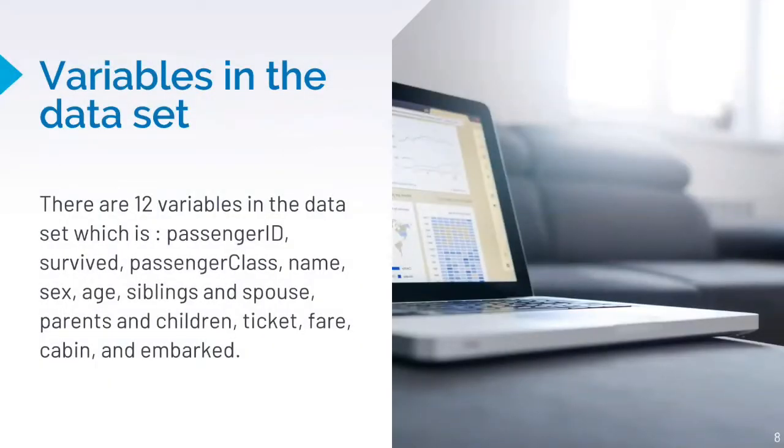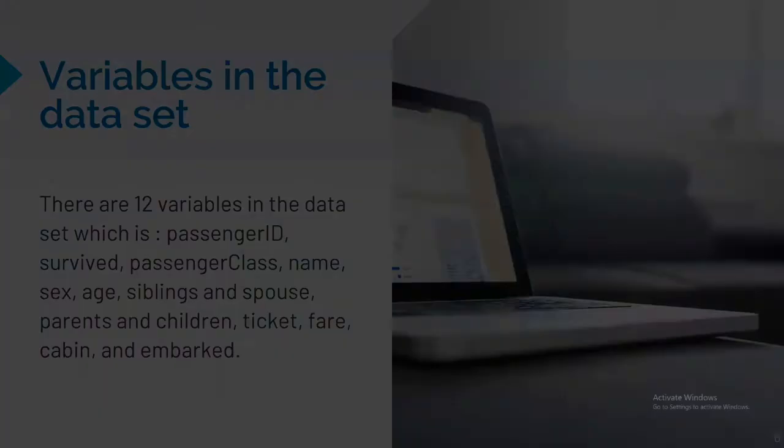So for the next one, Ezzah. Okay. So there are 12 variables in the dataset. There is passenger ID, survived, passenger class, name, sex, age, siblings and spouse, parents and children, ticket, fare, cabin and embarked. Next.